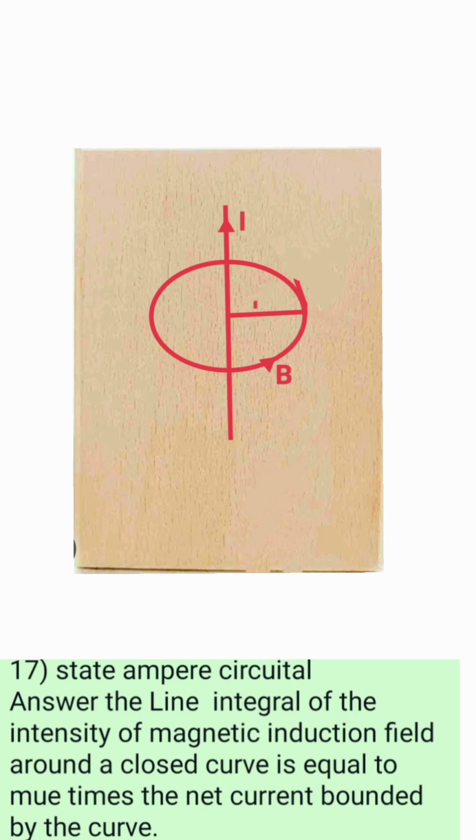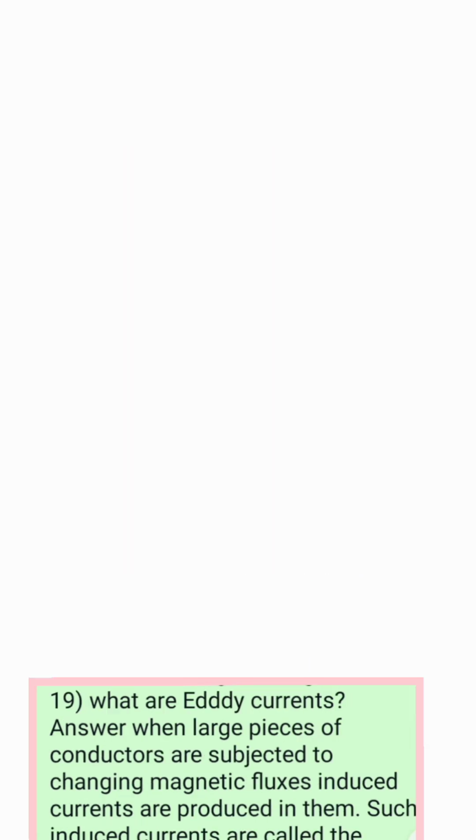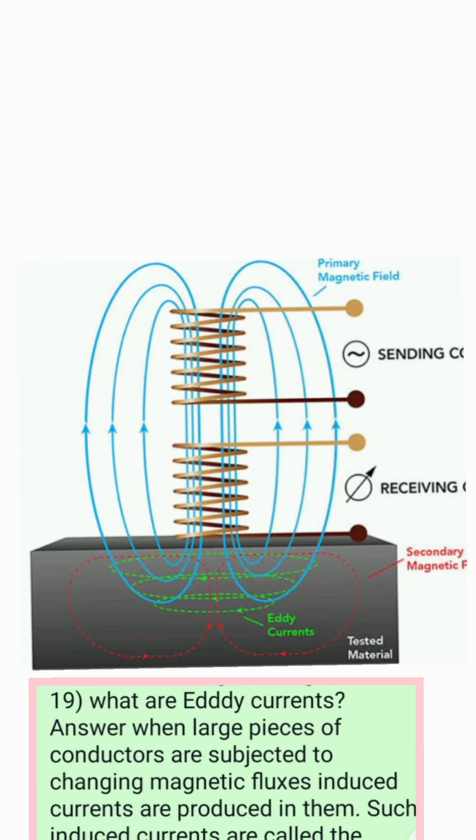18. State Lenz's law. Answer: the polarity of induced EMF is such that it tends to produce a current that opposes the change in magnetic flux. 19. What are eddy currents? Answer: when large pieces of conductors are subjected to changing magnetic flux, induced currents are produced in them. Such induced currents are called eddy currents or Foucault currents.